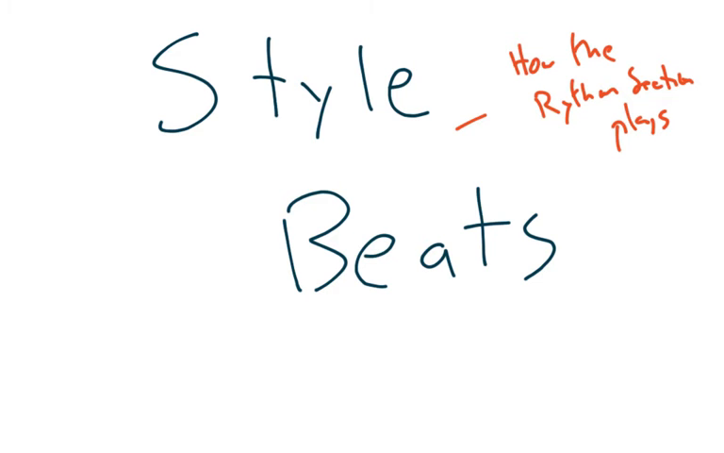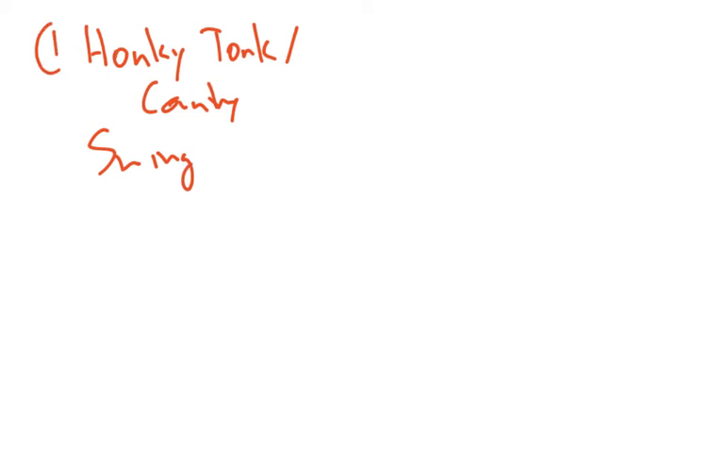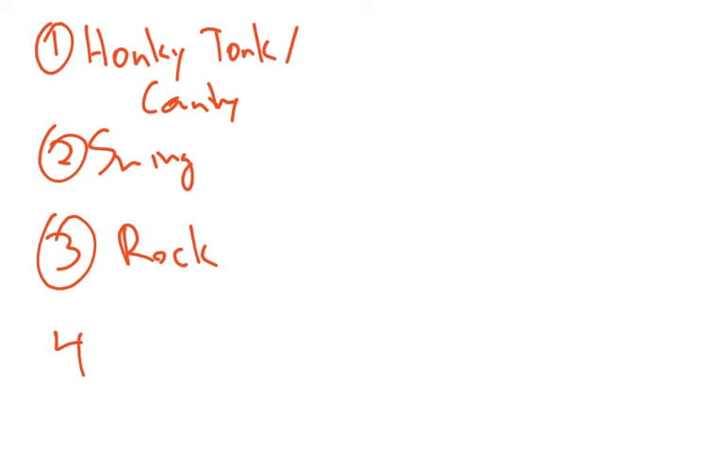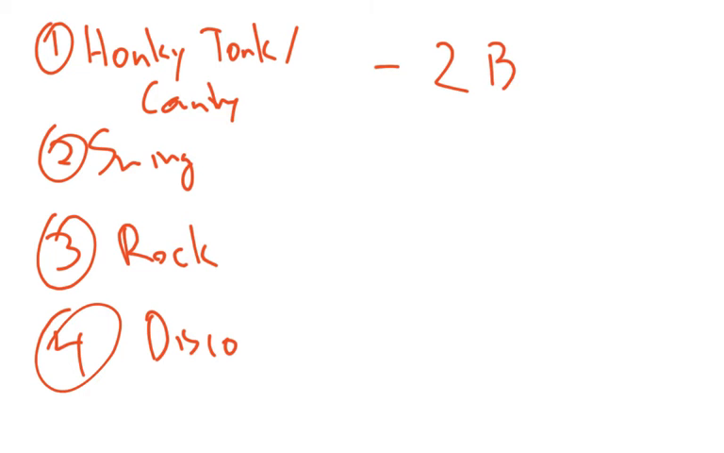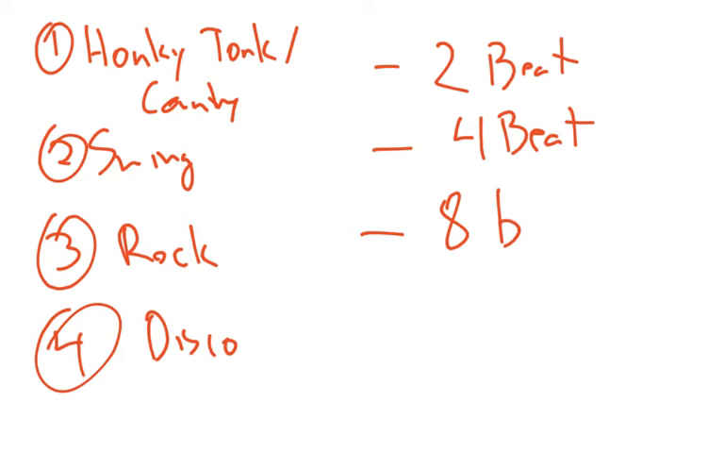Now, the main ones that we're going to talk about, the first one is actually called a honky-tonk or a country style. And then there is the swing style. And then there is the rock beat. And then we even head all the way up to disco. And so these have these names, which connects to the style of music that we're looking at. Then they also have numbers associated with them. So there's the 2-beat, the swing is the 4-beat, the rock is the 8-beat, and then the disco is the 16-beat.